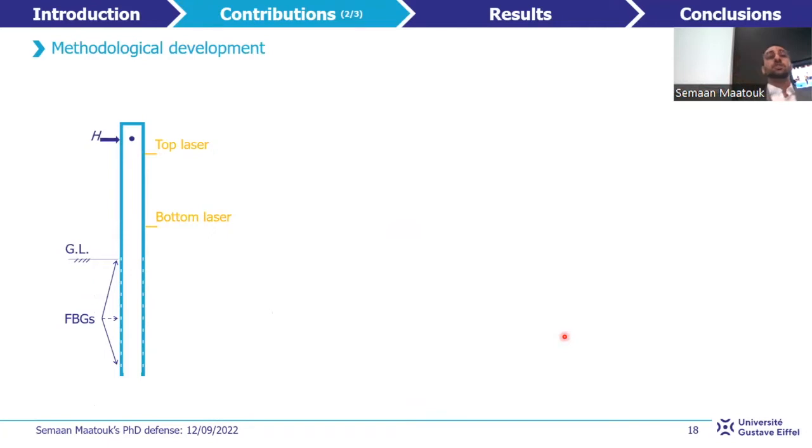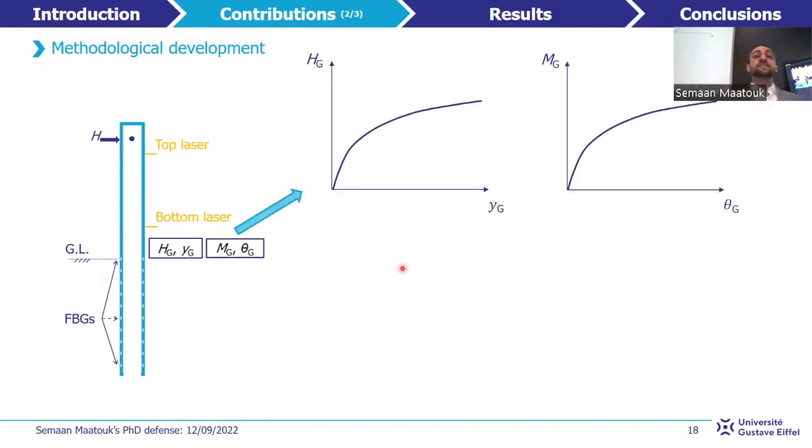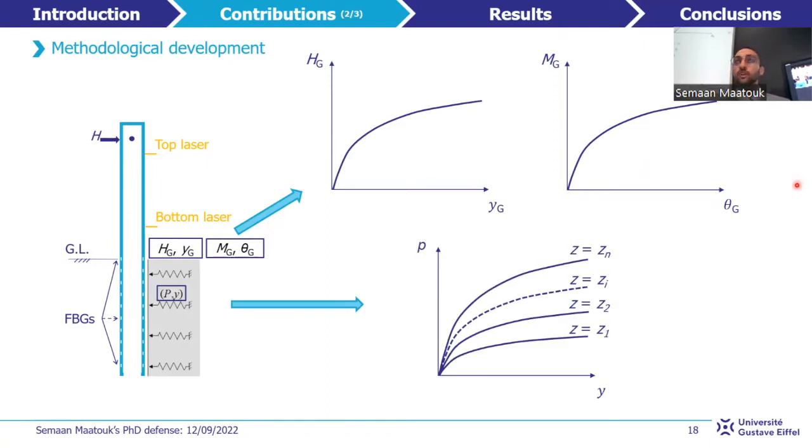Let's move on to the second methodological development. Thanks to the instrumentation of the monopile, a new method is developed in the study to determine the monopile response globally, that represents at the ground level the horizontal load Hg as a function of the horizontal displacement Yg, and the bending moment Mg as a function of the neutral axis rotation of the monopile θg. But also locally, that represents the horizontal soil reaction P as a function of the horizontal pile displacement Y at different depths in the soil.